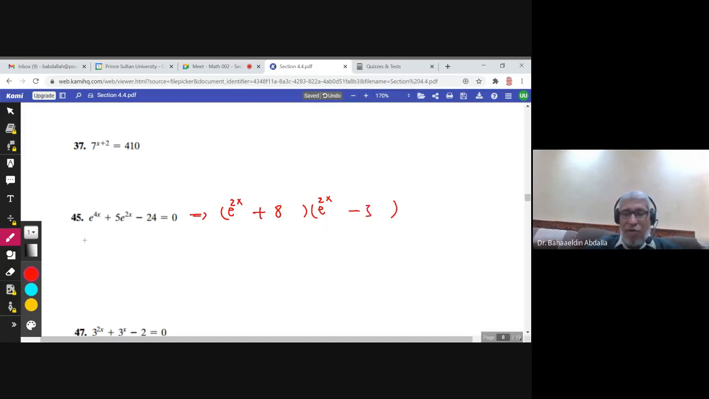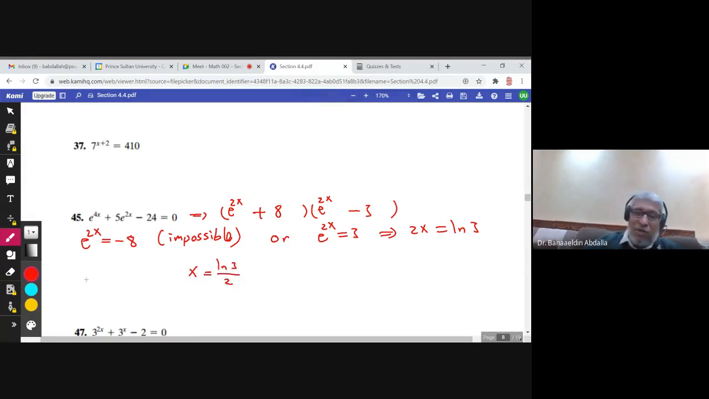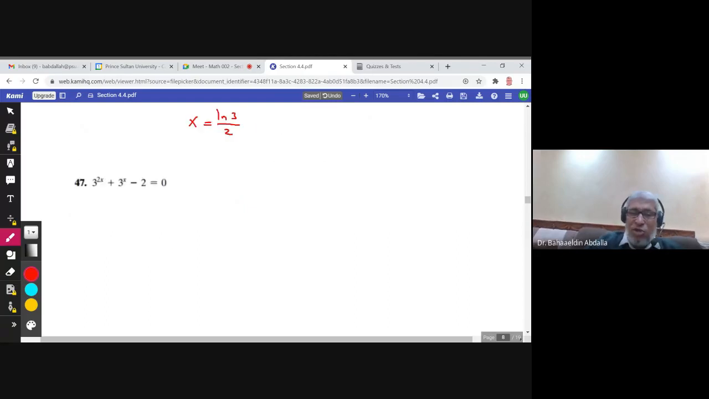Now I will have two equations. e to the power 2x equals negative 8. This equation is impossible, because the exponential function cannot be negative, as we have seen in section 4.1. The second equation would be e to the power 2x equals 3. We apply ln to both sides, so 2x would be equal to ln 3, and then we divide by 2, so x is ln 3 over 2. That's the only solution of this equation.